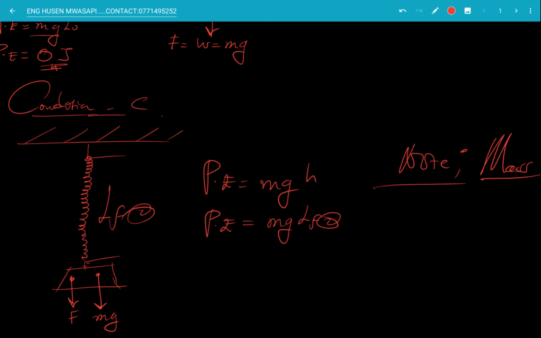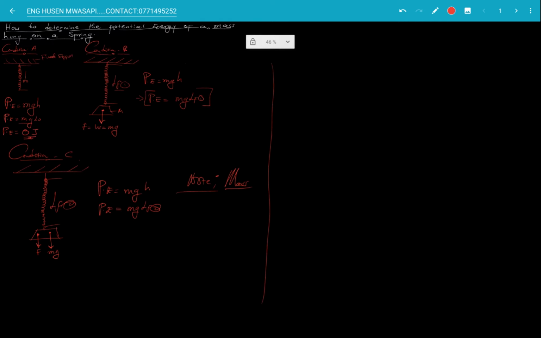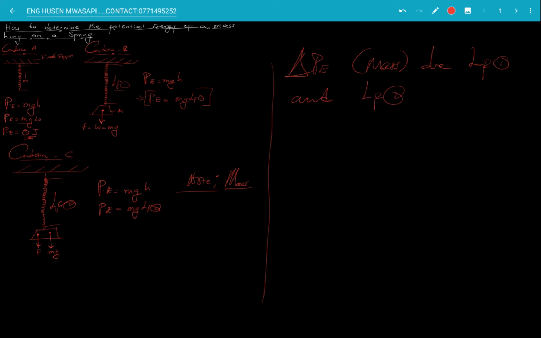Now, with this in mind, we understand how we can determine the potential energy in condition B and C. But now, what if we were asked to find the change in the potential energy of the mass due to the extension of LF1 and LF2? If we are asked to find the change in potential energy of the same mass due to the extension of LF1 and LF2, what would happen?